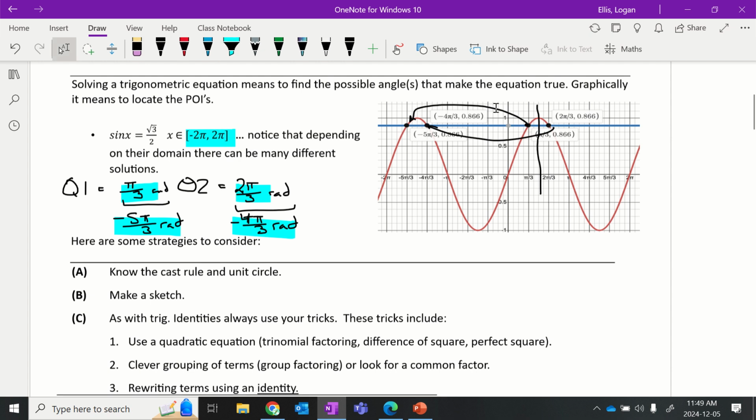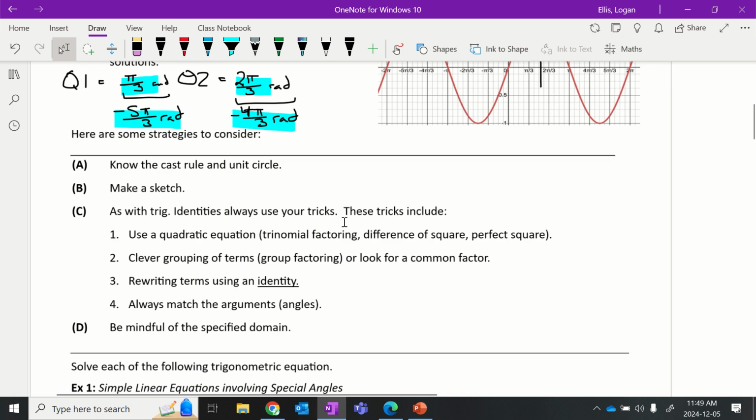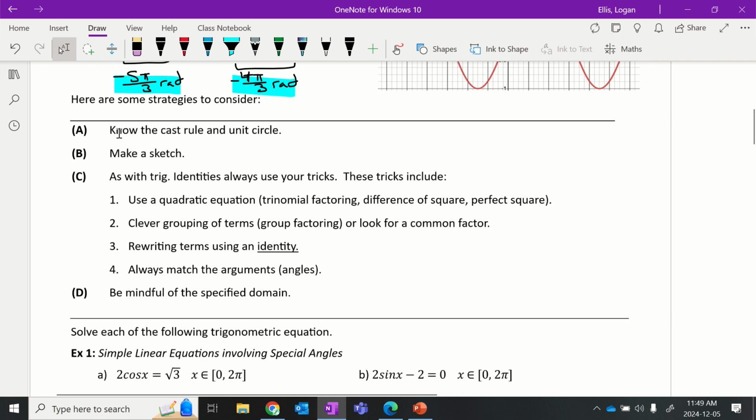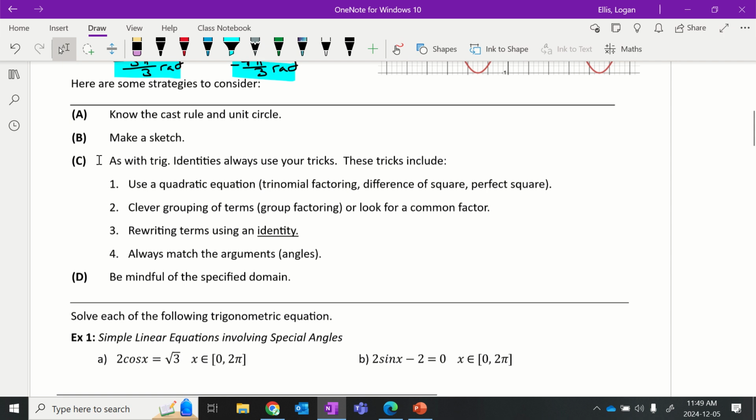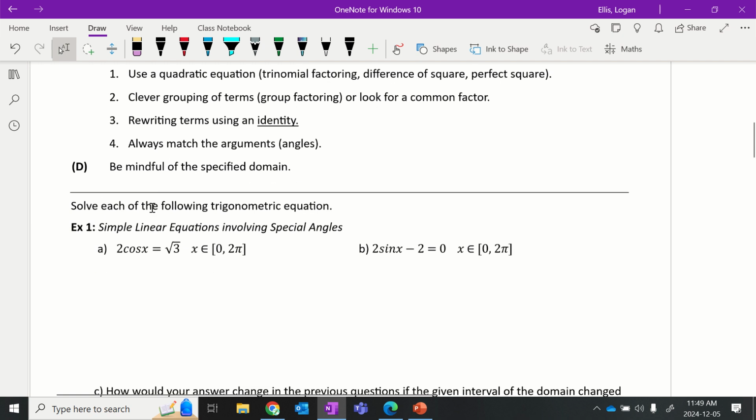When you're solving these things that are a little more complicated, and we don't have the graph here, there are a few strategies. One is knowing the CAST rule and the unit circle, which are essential. Two would be making a sketch. Three, trig identities. You probably want to think about tricks using a quadratic equation, like factoring, grouping your terms, rewriting them using an identity, or matching the arguments or angles, which I'll explain later on. But be mindful that the domain is clearly important.